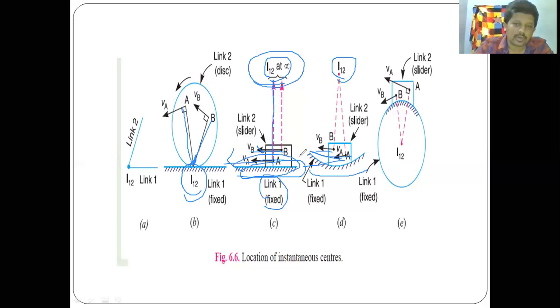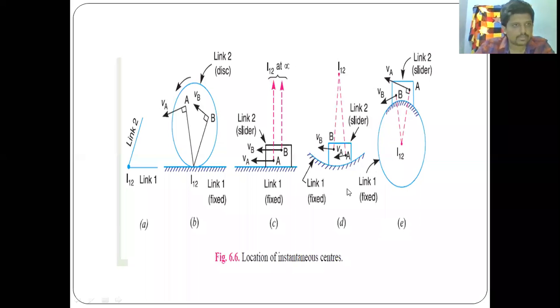Here you have a curved one. Now the third one, you have here the body, the link. This is a slider which is sliding in this way. Both have the point of contact here at a point I12. So these are three examples for a sliding part.